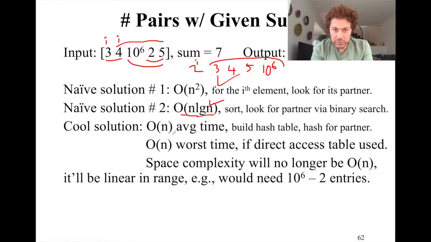But I will give an O(n) solution. It will be average time because I will use a hash table, and so it will take O(n) time. O(n) operations, because n insertions, each of which takes O(1) time. And I will use hashing to get my partner. But it will be O(n) worst case time also if I use a direct access table.